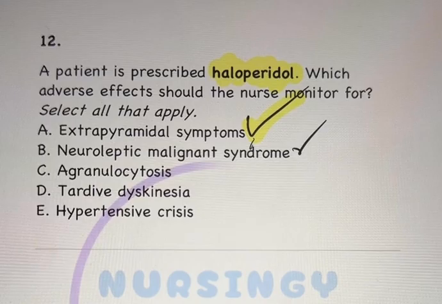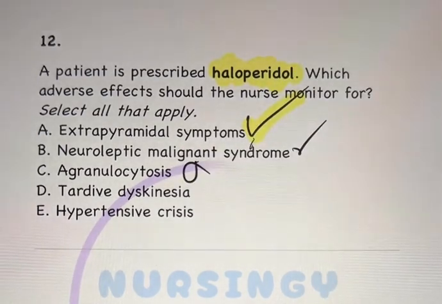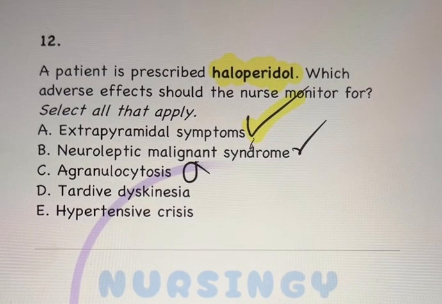Is it typical or atypical? First generation or second generation, guys? So we don't have agranulocytosis in haloperidol. We see it in second generation medications, not the first one.